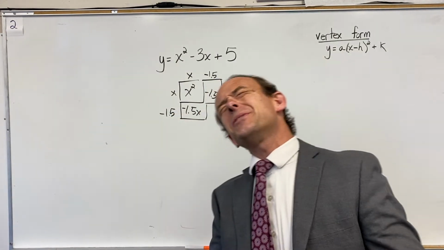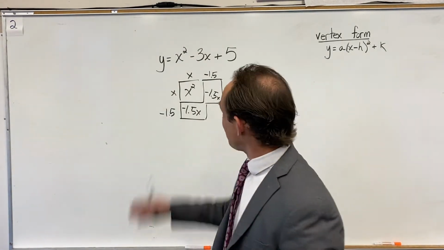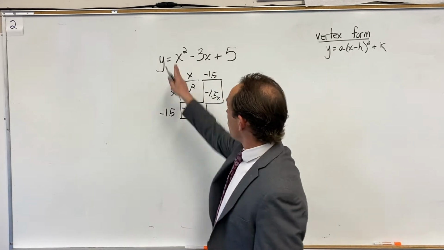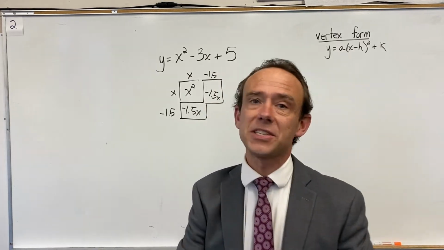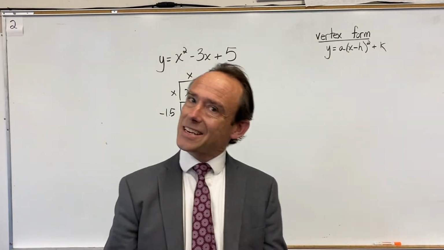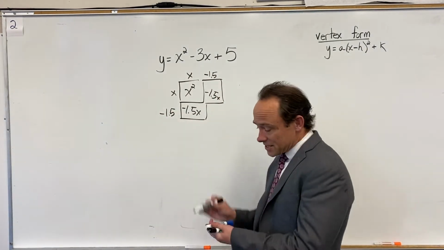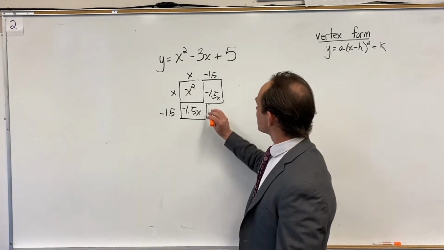The other thing to realize is we just got to embrace the fact that the vertex is not at an integer. When a is 1, if that middle term is odd, the vertex is not at an integer. If the middle term is even, it is at an integer. So the fact that we're getting decimal points just has to be something we roll with. Let's keep it going.